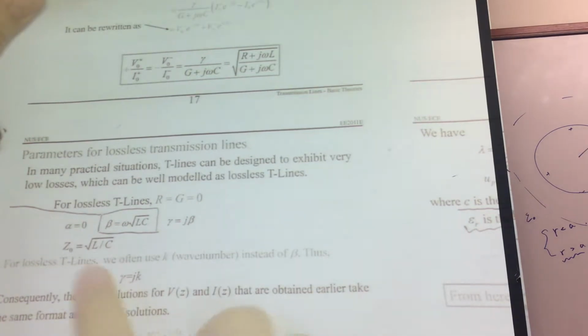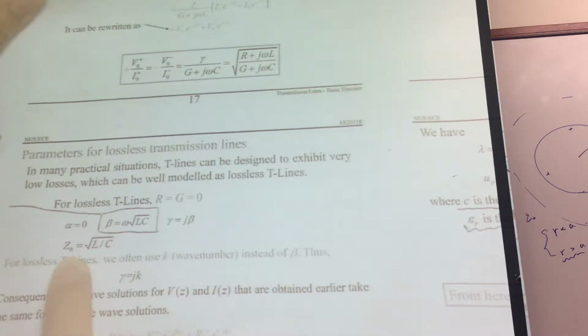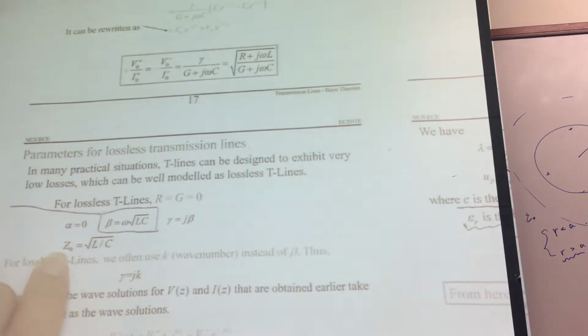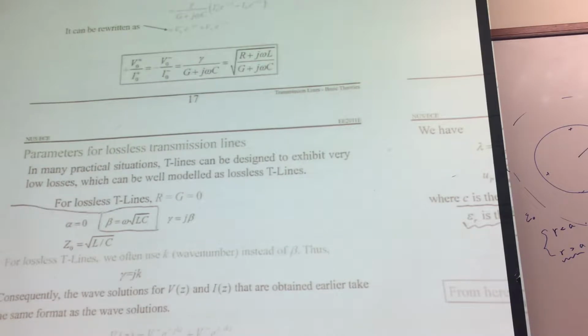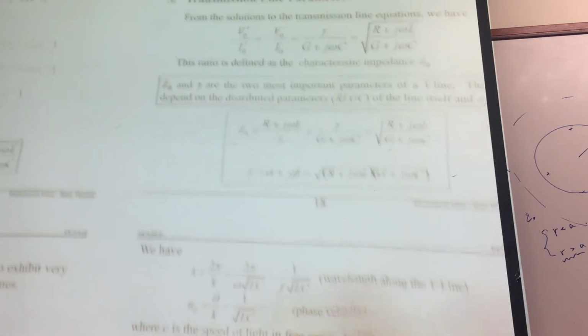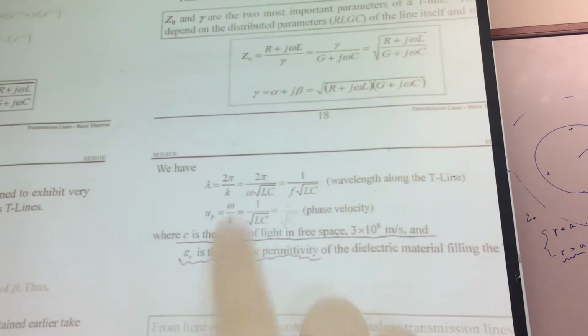Okay. So this is Z naught. What is the meaning of Z naught? Z naught is the characteristic impedance. Okay. In transmission lines, we often use K instead of beta. So you can just write beta and K, they're the same thing. Alright, and then lambda equals 2 pi over K. K is the wave number, and K is the phase constant, so it is the same thing.